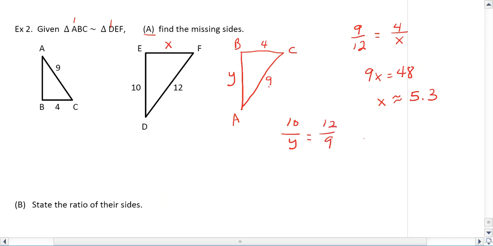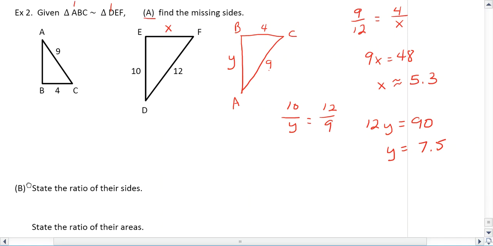And once again, we cross multiply. We would get 12y equals 90. And that gives us that y is equal to 7.5. All right, so we have found now the lengths of the missing sides. So let's look at part B here.